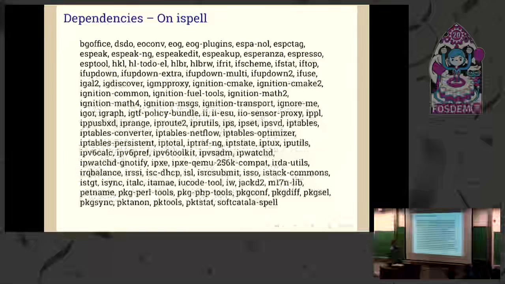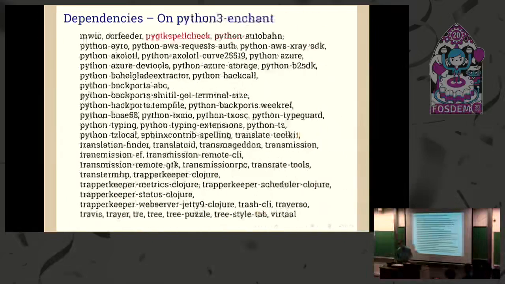So we have iSpell, which is a fairly old one, and you would be amazed how many packages are depending on iSpell, like IPv6 toolkit. Why not? Then we have the Python 3 support for Enchant, which caters to many more packages than Enchant caters itself. I'll just go through it and then we'll have a small discussion on this.